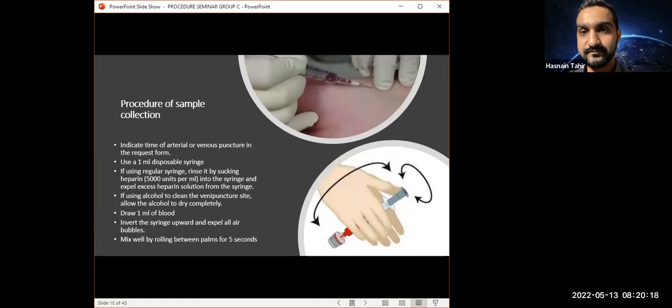Next slide. For the sampling procedure, we have to indicate the time of arterial or venous puncture in the request form. Use a 1 milliliter disposable syringe. If using a regular syringe, rinse it by sucking heparin into the syringe and expel the excess heparin solution. Then use alcohol to clean and allow the alcohol to dry completely. Draw about 1 milliliter of blood, invert the syringe upward and expel all air bubbles, and mix well by rolling between the palms for 5 seconds, as in the picture. Right, next.